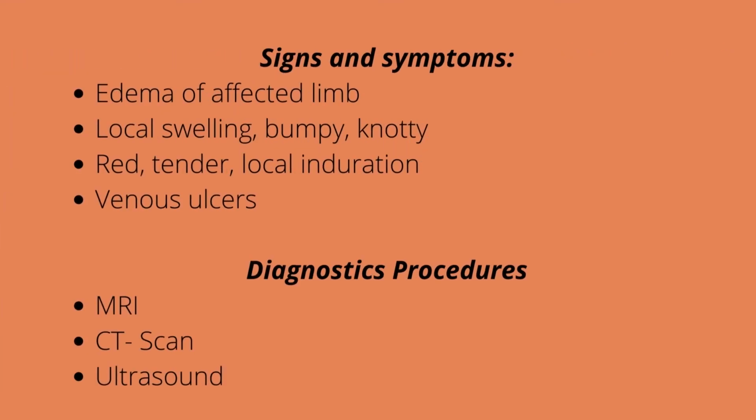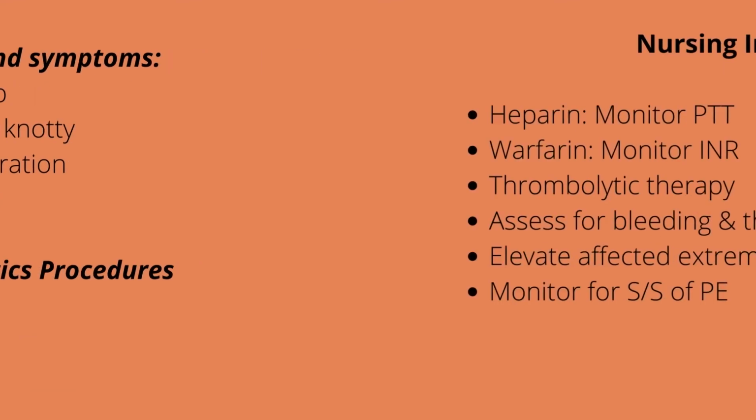Signs and symptoms of this include edema of the affected limb, local swelling, and bumpiness or knottiness. We could notice some red color, tenderness, or local induration. Venous ulcers are usually around the ankles. That's one thing you need to know. They're usually around the ankles. They're red and blushing, and edema is often present. And we diagnose these peripheral issues with either an MRI, CT scan, or ultrasound.